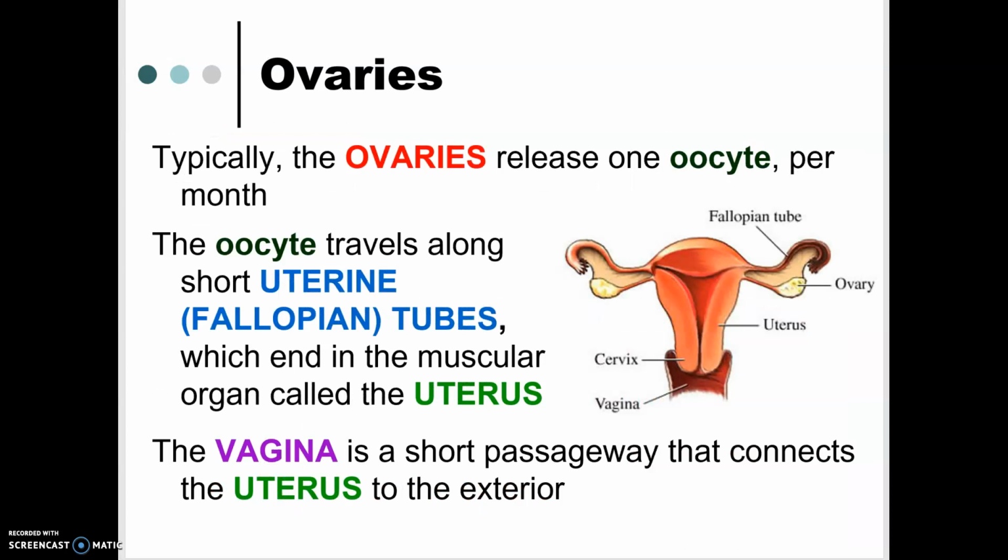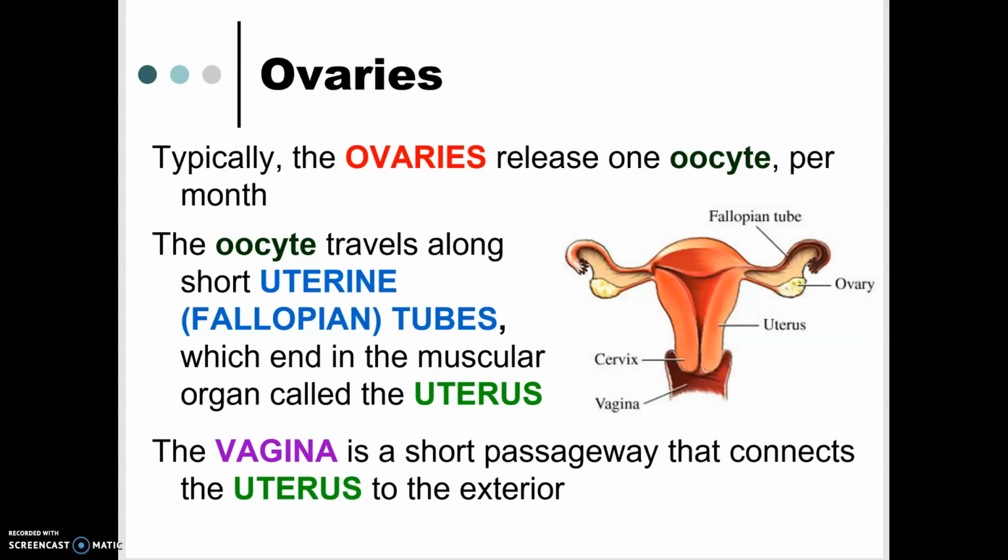So here's a look at just the female reproductive system. We can see the position of the ovaries. We can see the fallopian tube or the oviducts. Typically, once a month, one ovary releases one oocyte or one egg.